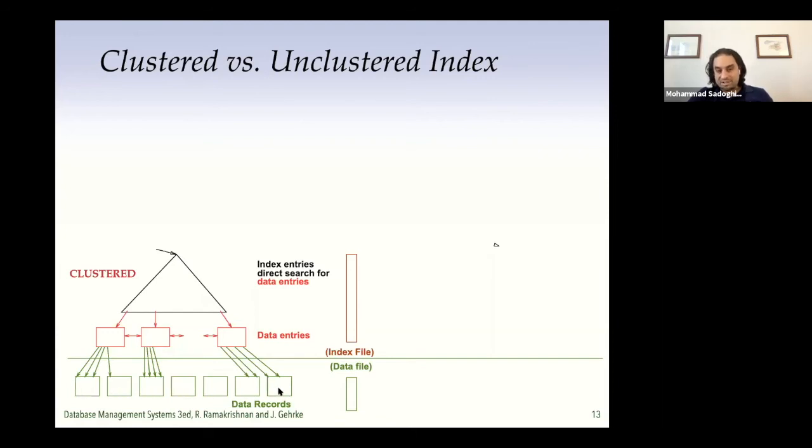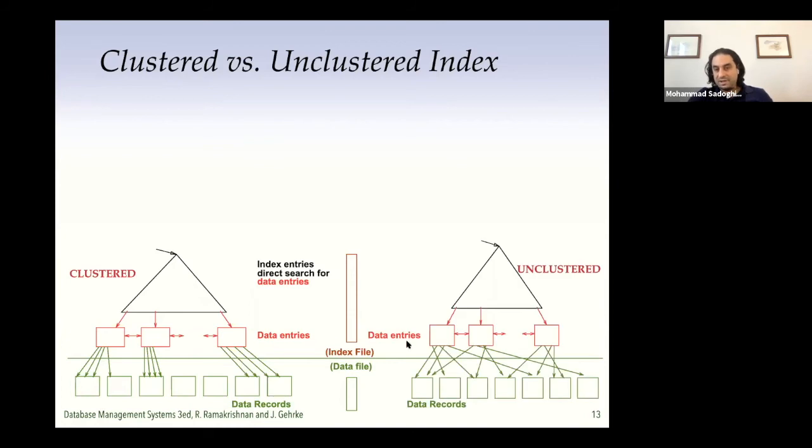We call this clustered when the order in which the actual physical records are stored corresponds to the entries in the index. Alternatively, we call it unclustered if, for age 21, one record is in this page, one record is in that page, and maybe one record is in another page. If it's all over the place, it's unclustered. But if they're all in the same place, it's called clustered.